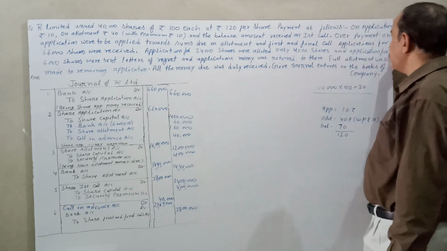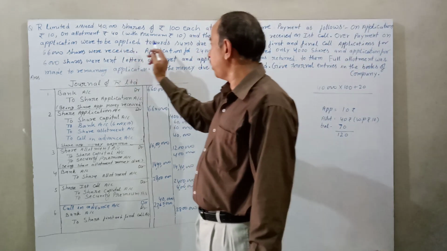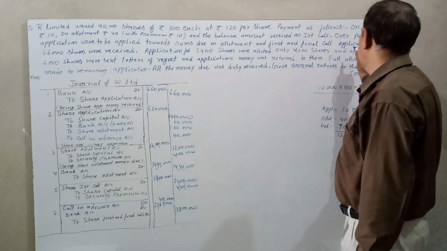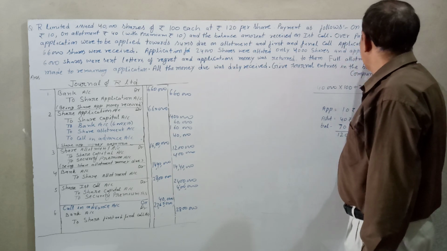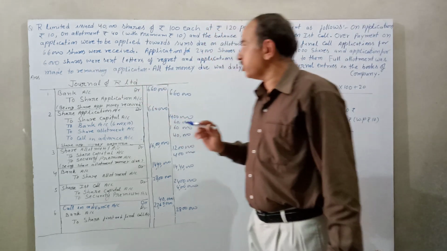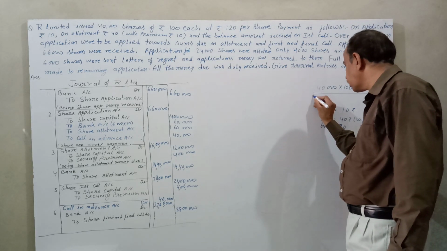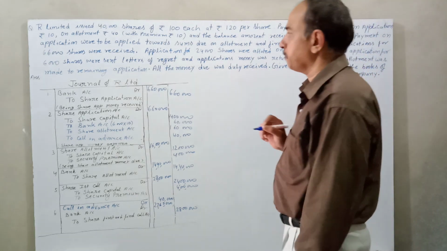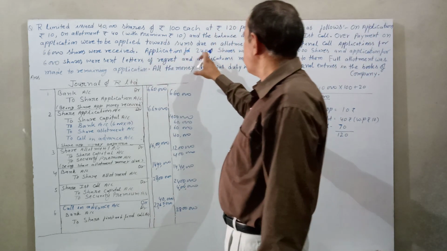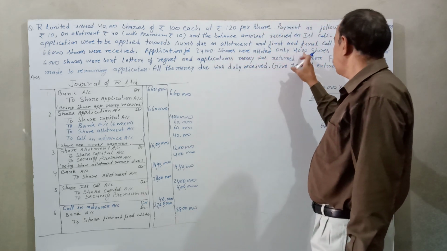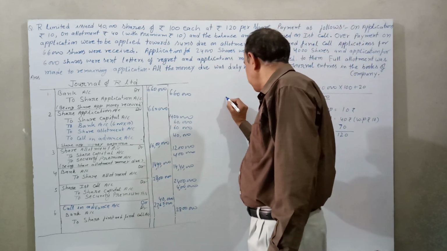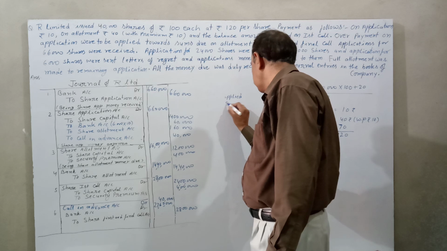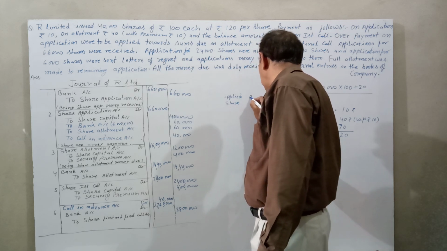Next, overpayment on application was to be applied towards sums due on allotment and first and final call. Applications for 66,000 shares were received. Applications for 24,000 were allotted only 4,000. Then we write here applied shares and allotted shares.